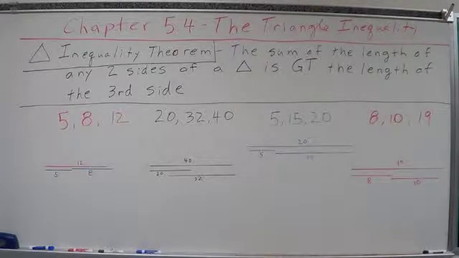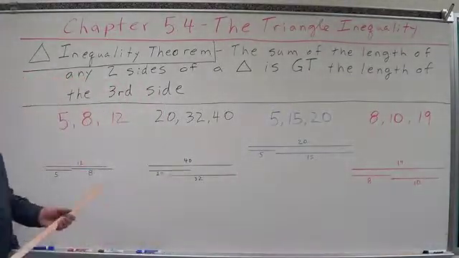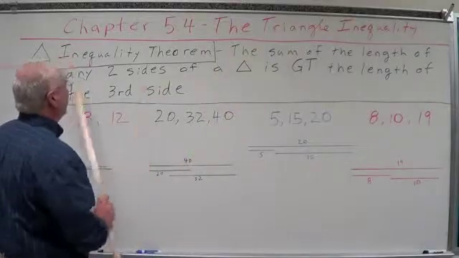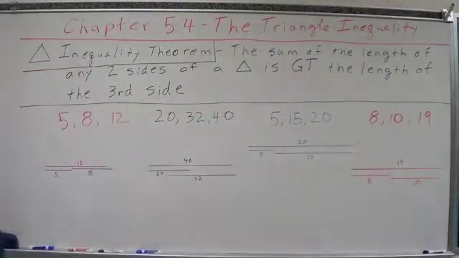Okay, let's look at this, 5.4. It's called the Triangle Inequality. It's our next section, and it starts with the Triangle Inequality Theorem. The statement of the Triangle Inequality Theorem is: the sum of the lengths of any two sides of a triangle is greater than the length of the third side.